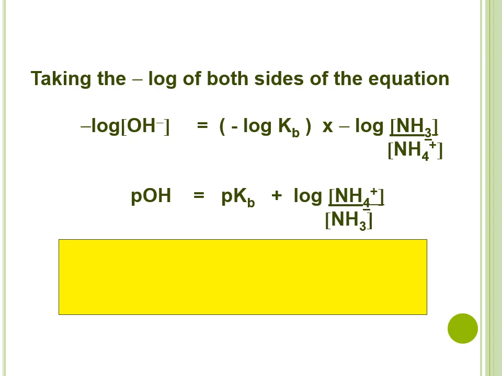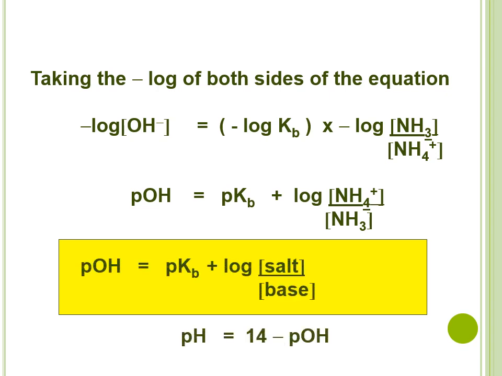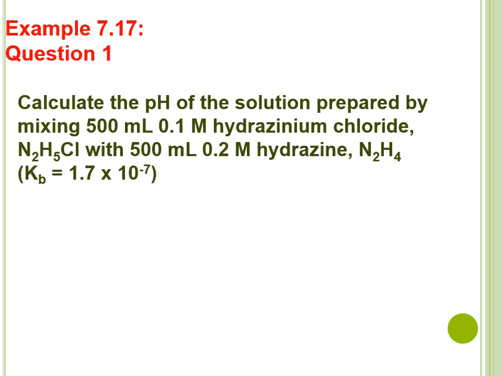Taking the negative logarithm of both sides of the equation, we get negative log OH minus equals negative log Kb minus log concentration of ammonia divided by concentration of ammonium ion. So we're going to have pOH equals pKb plus log concentration of ammonium ion divided by concentration of ammonia. Let's do example 7.17, question number 1.